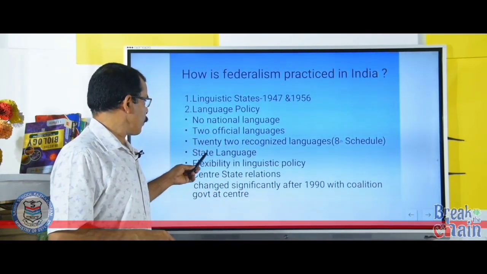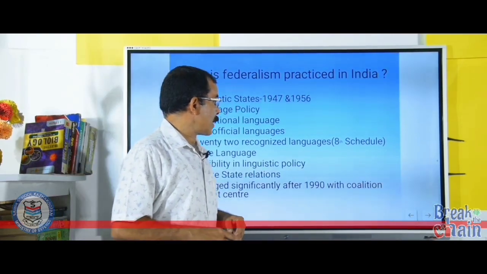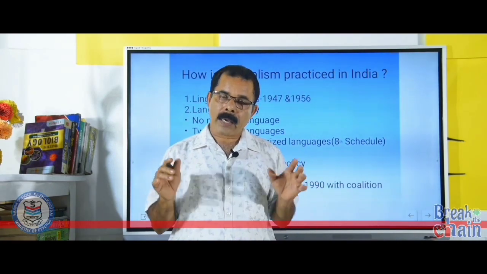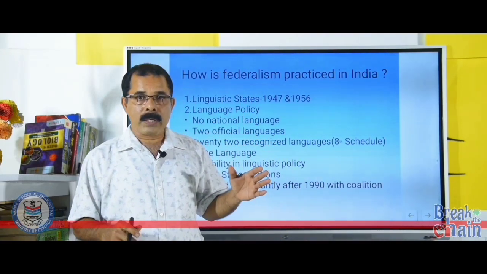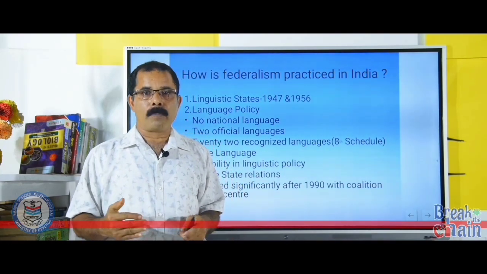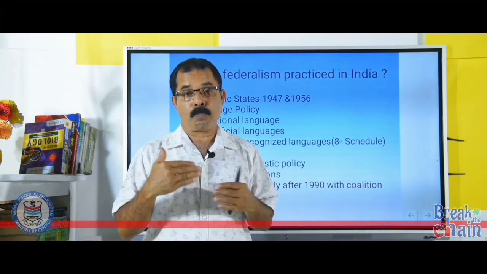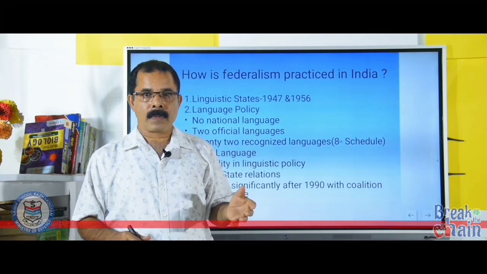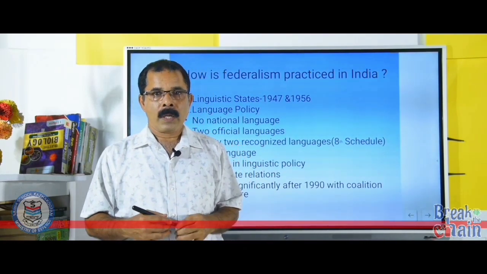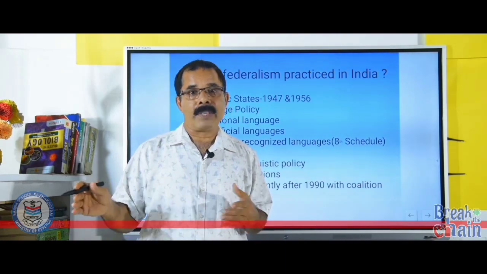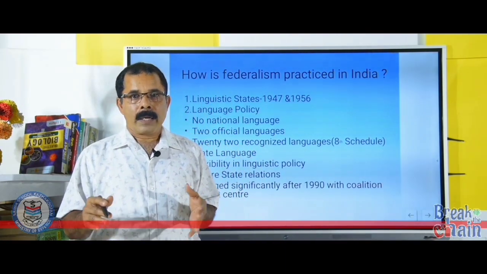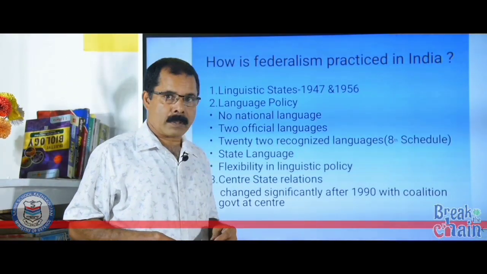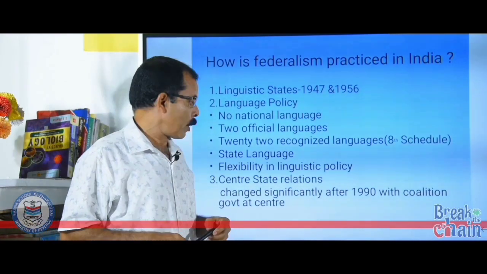The third one is we have 22 recognized languages. The 8th schedule of our constitution specifies the recognized languages. These languages are decided on the basis of the number of people who speak that language, the level of its literature, the script it follows, the achievements it made in the field of literature. Based on that, a language is given recognition. We have 22 recognized languages which are mentioned in the 8th schedule of our constitution.